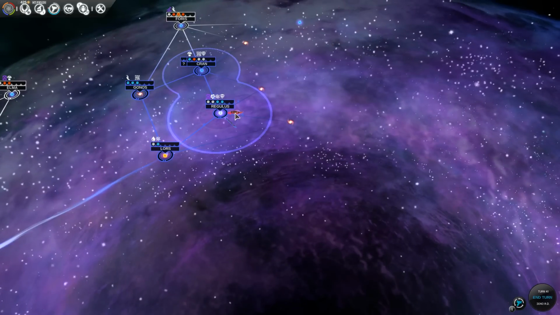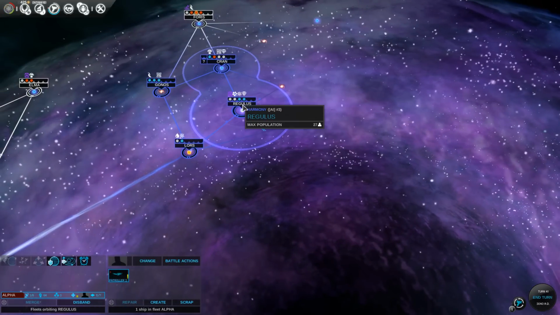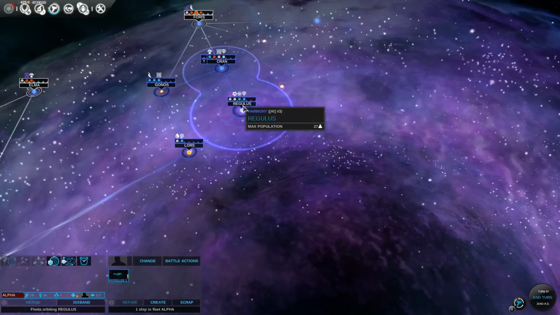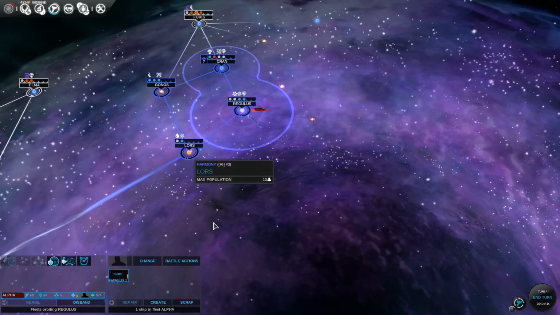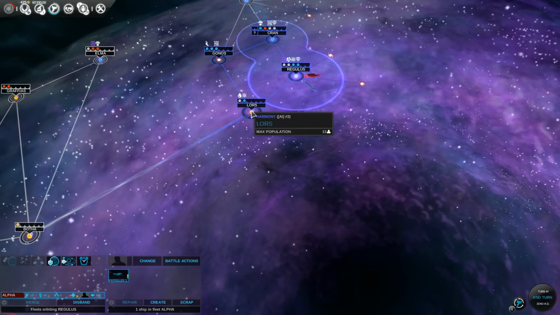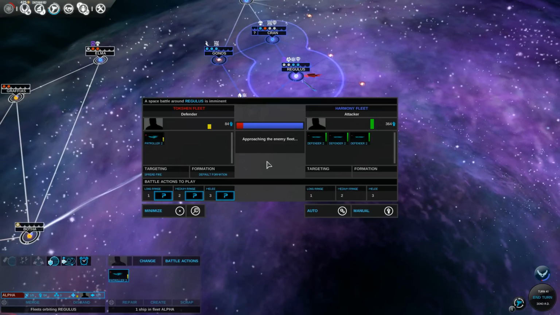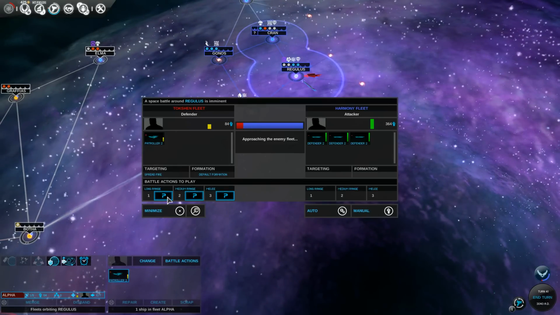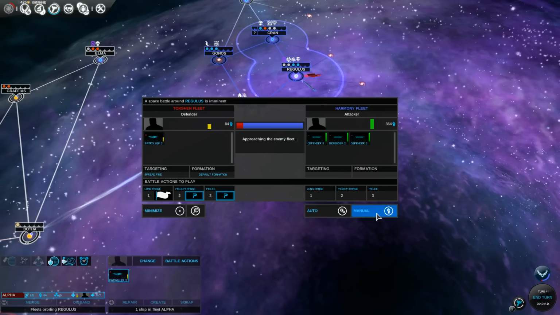Move ships. Oh, maybe that is. Max population 27. All right, let's hopefully find a way out. Hopefully they do not. Oh, never mind. Retreat.